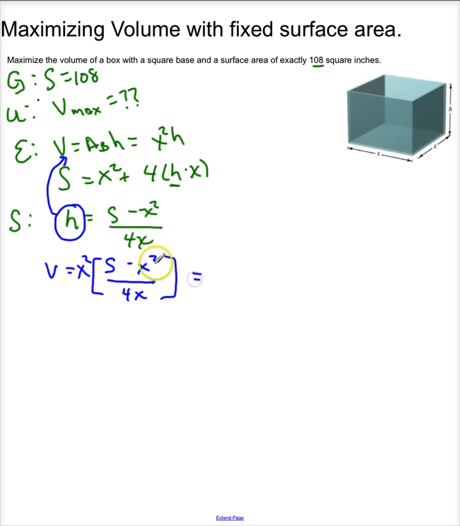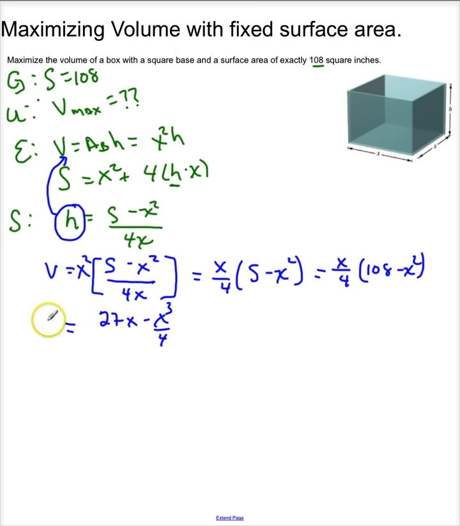At this point in time, you want to go in and simplify. So the volume is x times, how about x over 4, times s minus x squared. Now, I'm going to go and put s in here so I can simplify this equation down a little bit. So when I put in s, and I could have done that before, I get that the volume equation, when I simplify it, is 27x minus x cubed over 4. You want to make this equation as simple as you can because you have to take the derivative of it.